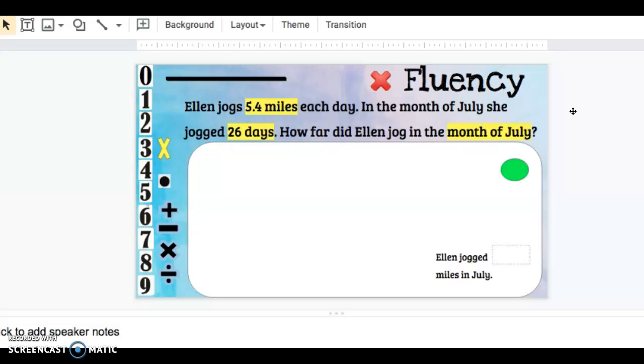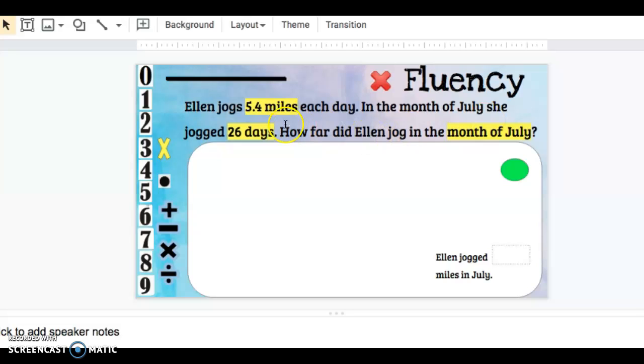Because if you're doing repeated addition and you're adding the same number over and over again, you can multiply that number by how many times you have to add it. In this case, we would have to add 5.4 or 5 4/10 26 times. So instead, we are going to multiply 5 4/10 times 26.